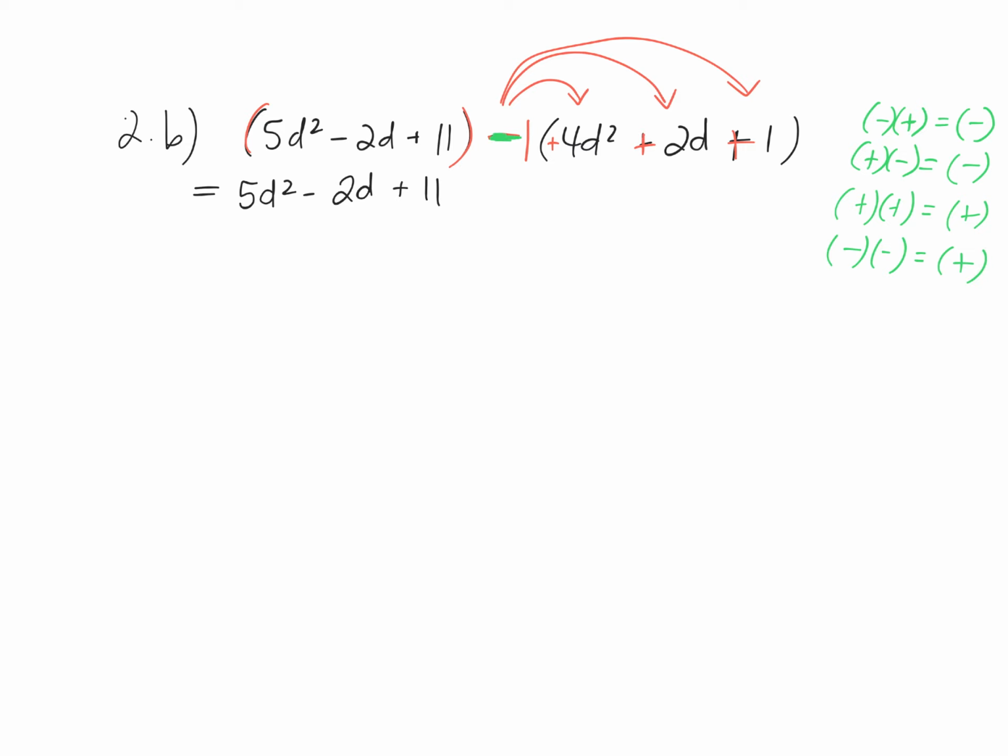So we have a negative, we're subtracting. What happens to every single sign inside this bracket? It changes. It becomes the opposite. It's always going to become the opposite when you're subtracting the polynomial, okay? So we're going to rewrite this without the bracket. We have minus instead of plus 4d squared, and then instead of plus it's going to be minus 2d, and then instead of plus it's going to be minus 1.